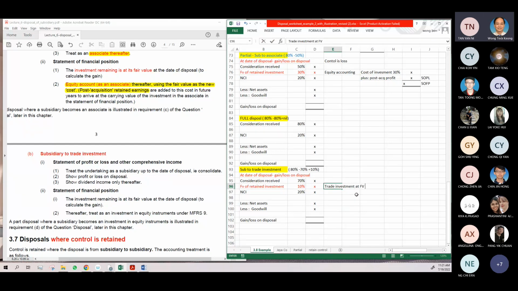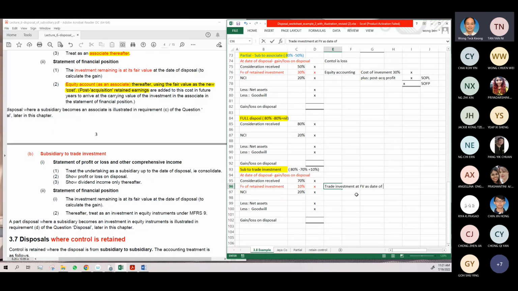And at fair value at the date of disposal. So this one, subsidiary to trade investment, is similar to subsidiary to associate. The only difference is you don't need to do equity accounting because it's no more an associate, 10% only. But in the first case, you have 30%, you do equity accounting when you go from subsidiary to associate. So you should be familiar with all these three types, the computation of gain or loss.